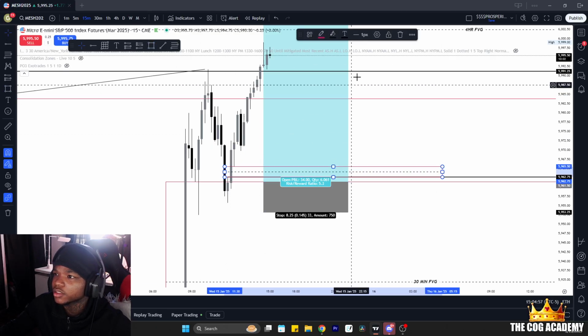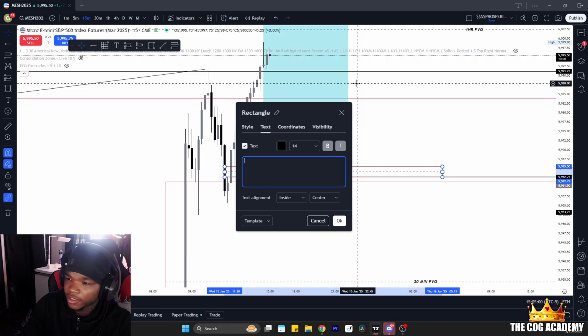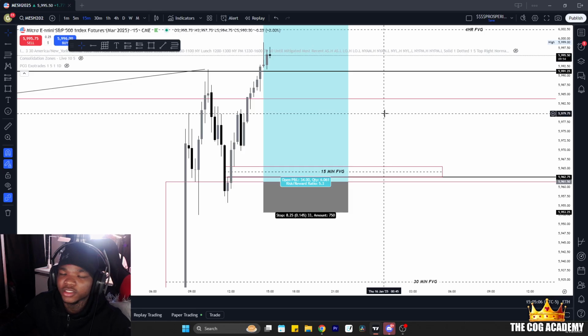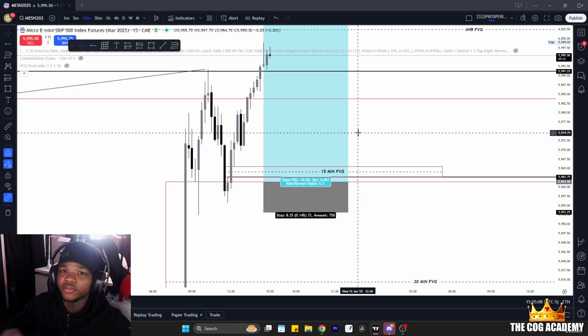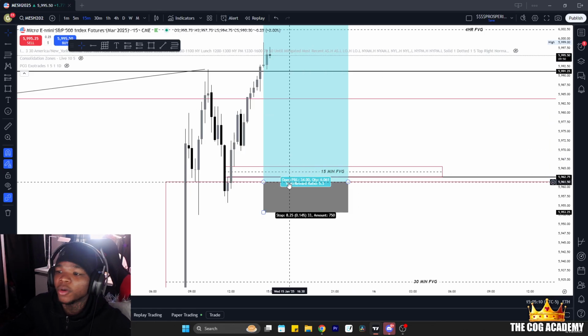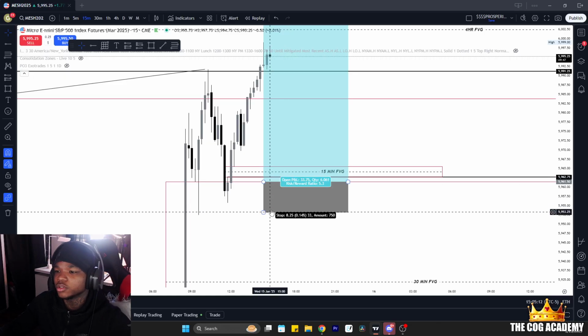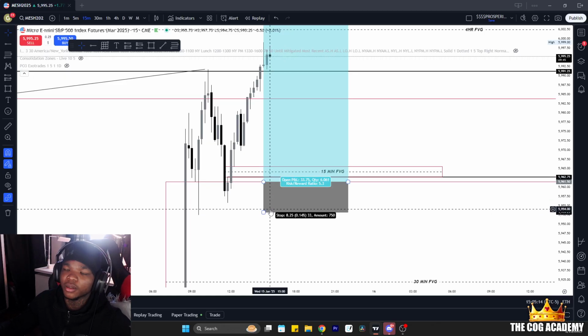I said, okay, we got this 15 minute fair value gap. So I placed it on the 15 minute fair value gap because I already know on the day we're bullish. It's plain and simple that we're bullish on the day. So I'm looking for anything for buys. But I wanted to make sure I get a good entry just in case we come down to retest again, so I don't get stopped out.